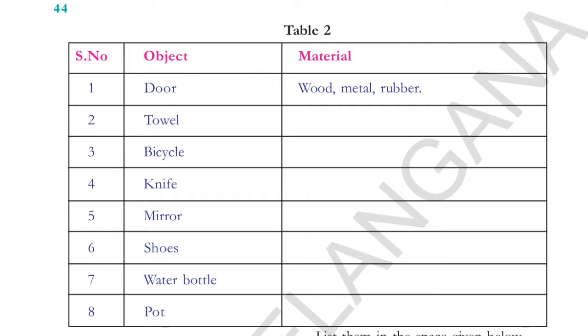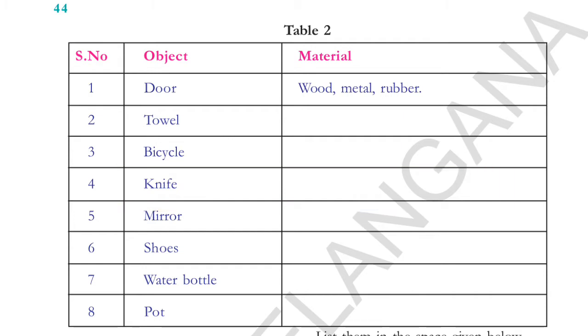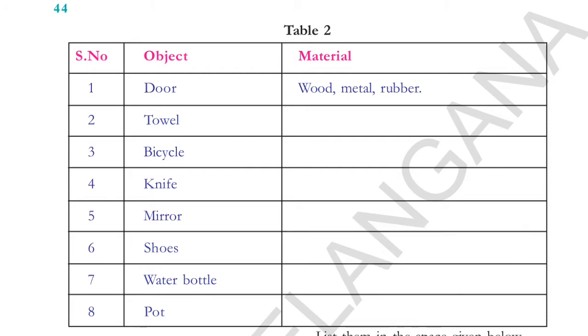And next, if you take knife, the handle of the knife, if you see that, handle is made up of plastic, and then the knife that which is sharp, that's made up of metal. I am saying the names of the materials, students, that you remember. Next, if you take mirror, mirror is a thing or object which is made up of glass. Next, shoes. Shoes are also made up of leather material, and rubber, plastic. So different materials are used to make shoes.